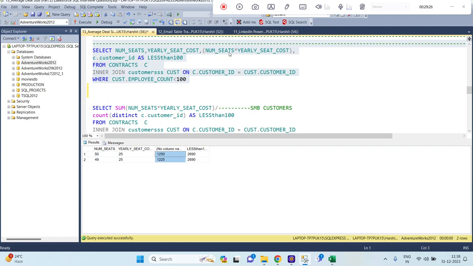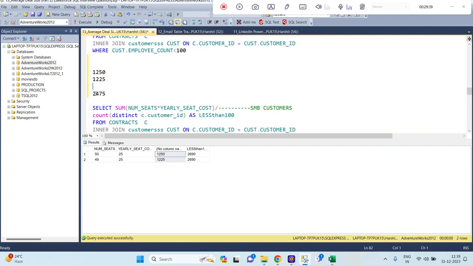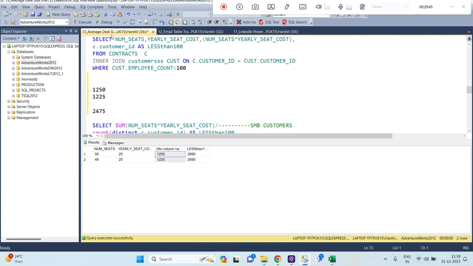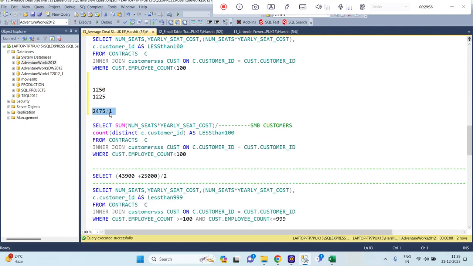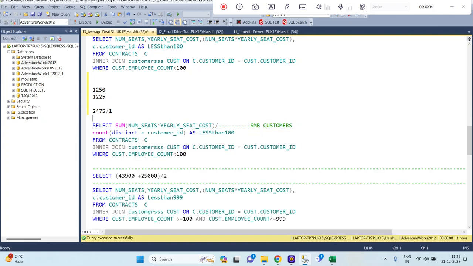We have to do sum of number of seats multiplied by yearly seat cost, right? So sum is equal to 2475, right? And then what are the distinct customers over here? I have given the alias over here. If you see this, customer ID less than 100, so 2690, only one customer is there, right? So divided by 1, then 2475 will be our result set.